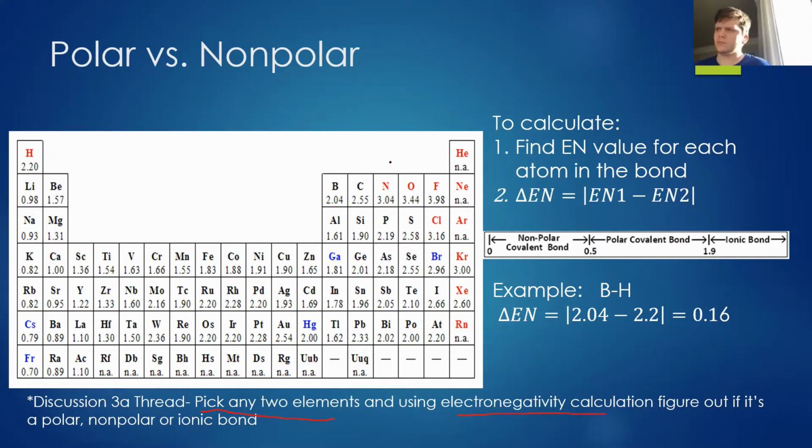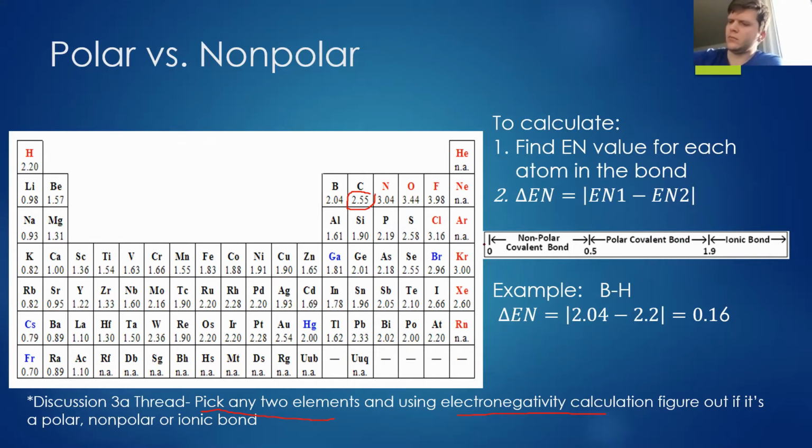So this has all the atoms on it, like a regular periodic table. The difference is we have these numbers below each element, and those numbers are their electronegativity values. There are no units on electronegativity value. We're just using it as a source to figure out the type of bond.